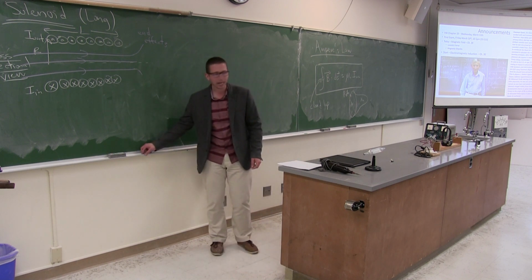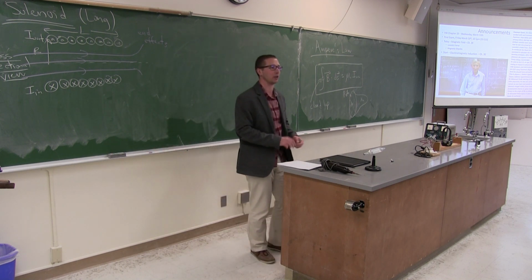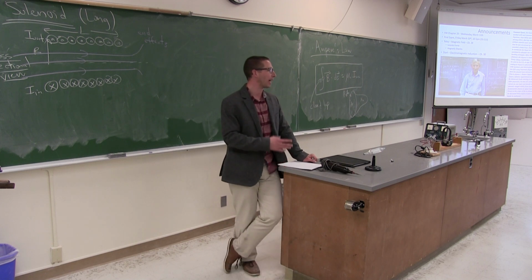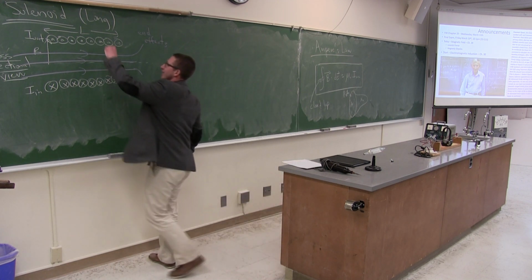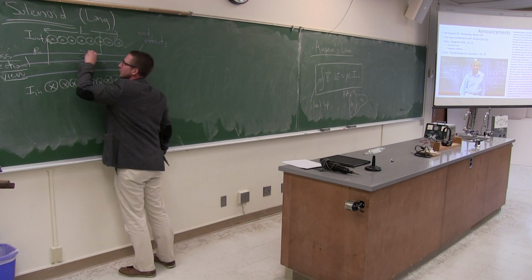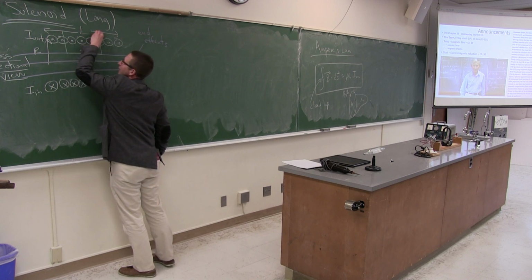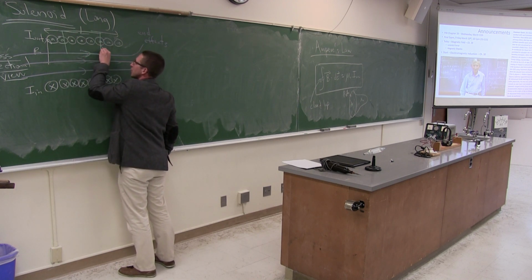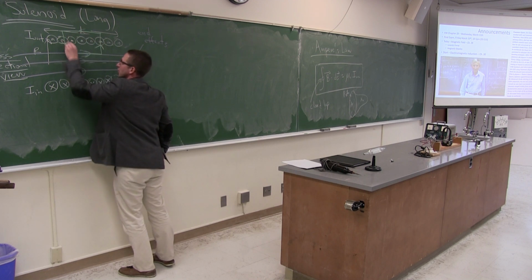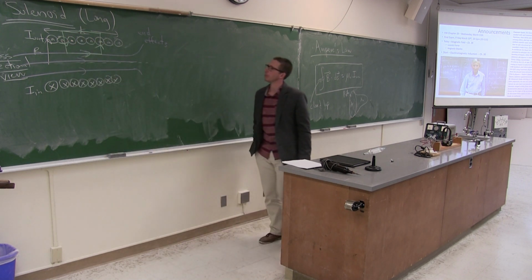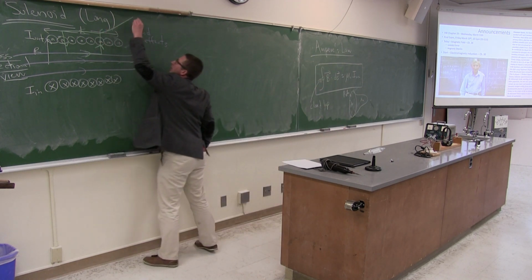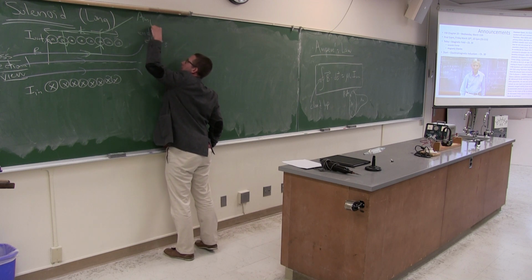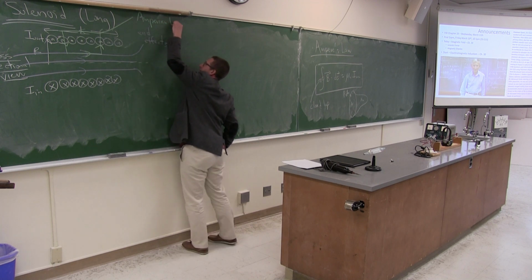And the first thing we do when we apply Ampere's law is we want to create an Amperian loop. And our Amperian loop should match the symmetry of the current distribution. So I'm going to choose one that matches the symmetry of the field. So I'm going to choose a loop that goes like this. Here's my Amperian loop.